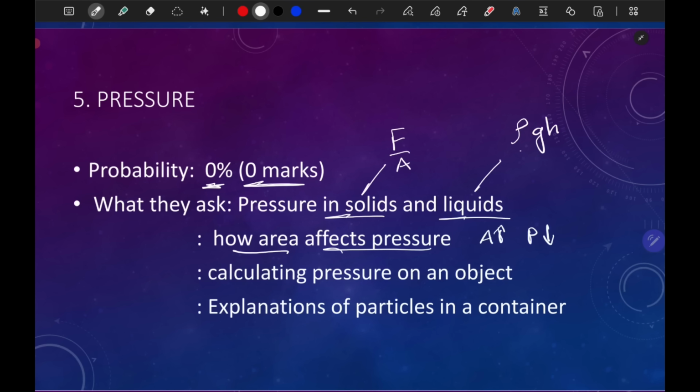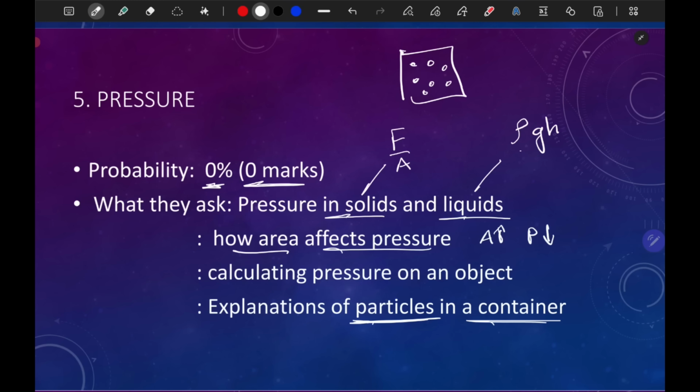And the most common one is particles in a container. Make sure you understand how to explain how particles in a container exert pressure. So let me give you a quick recap. This is usually 3 marks. Let's say we have a container and there are some particles, gas particles, let's say. And then how do they exert pressure on the walls of the container?